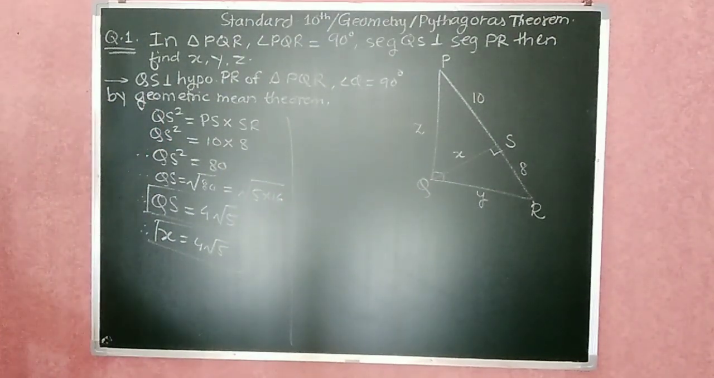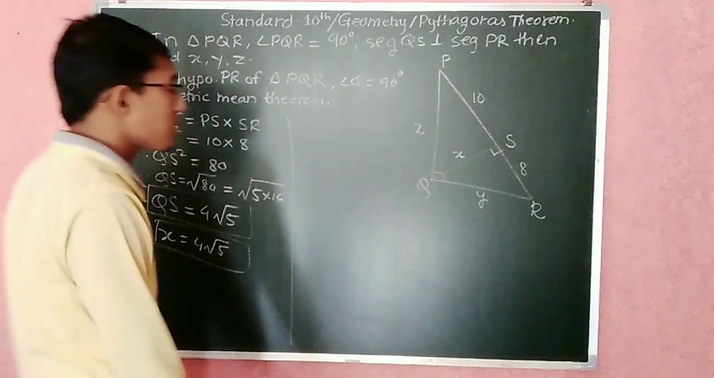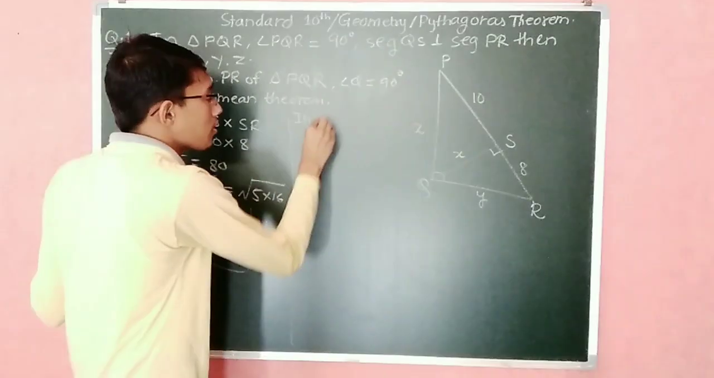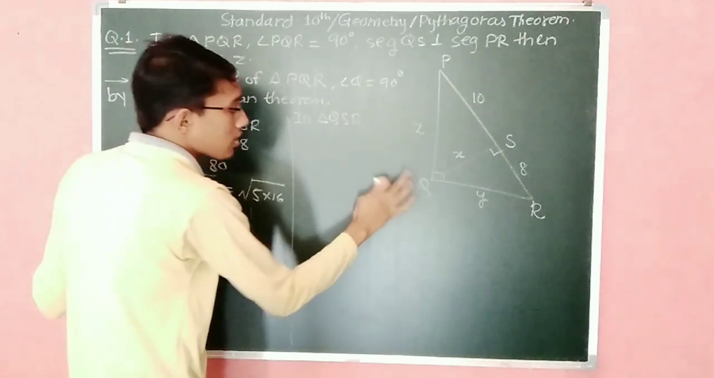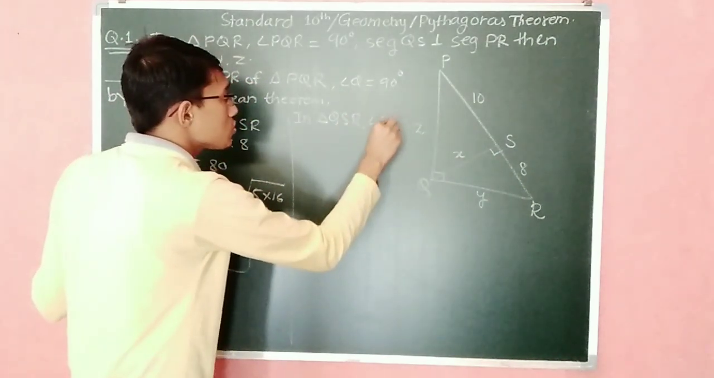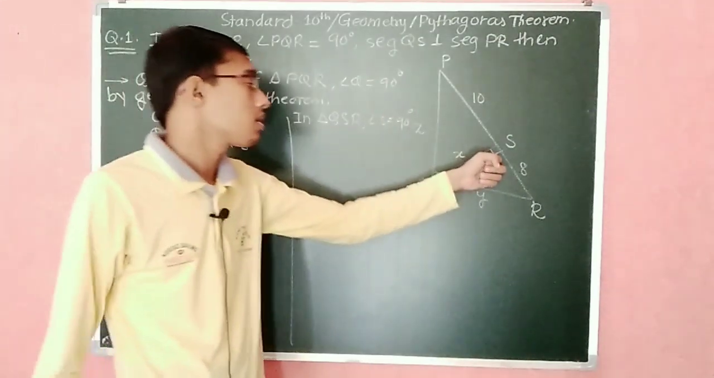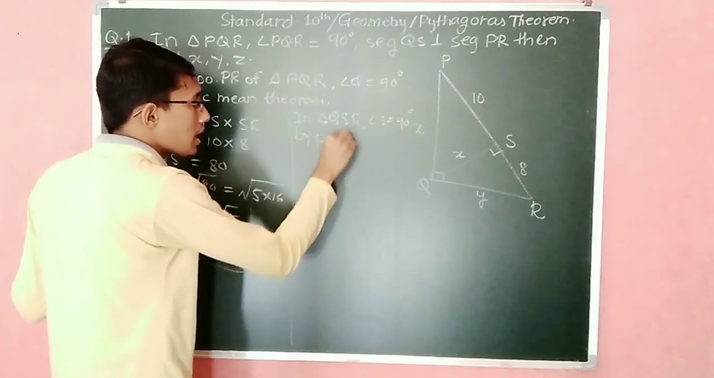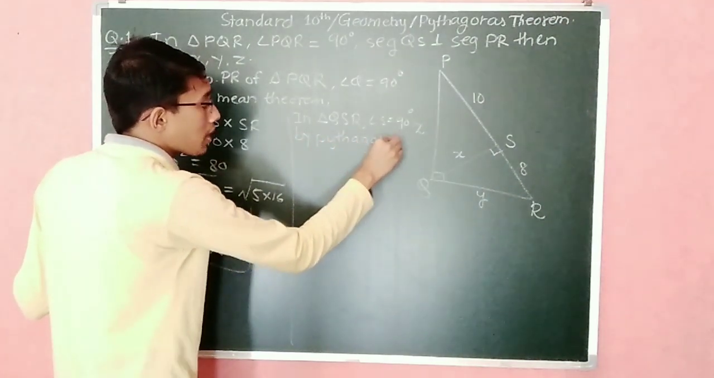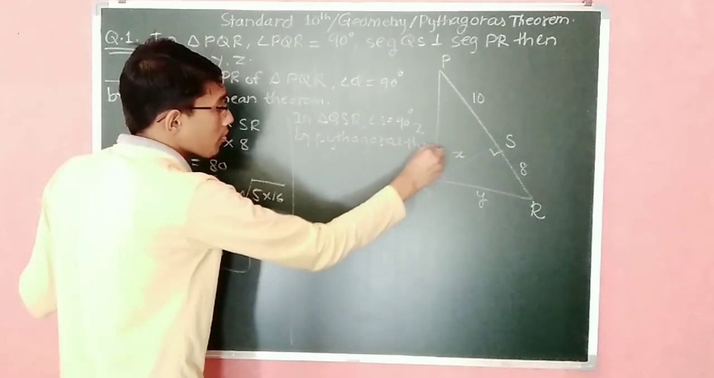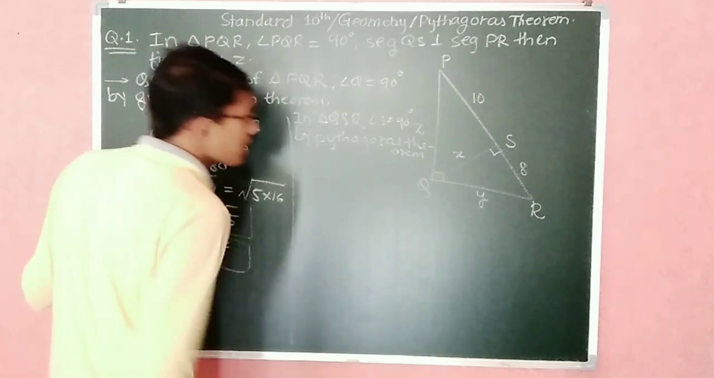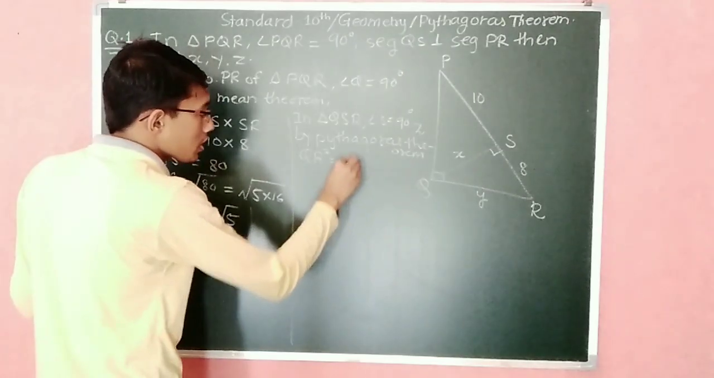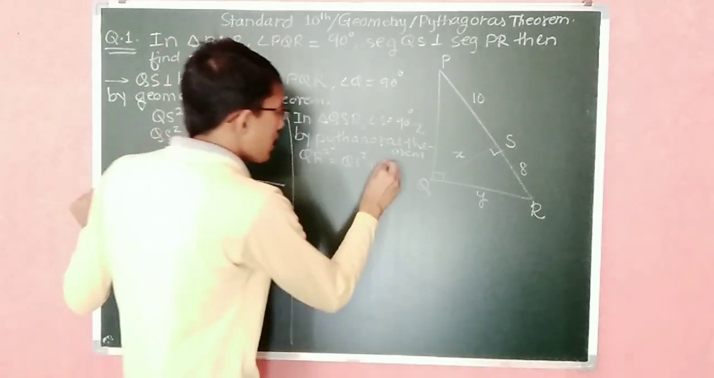Now as we have got the value of X, we can find the value of Y by using a simple theorem. In triangle QSR, angle S is equal to 90 degrees. So by using Pythagoras theorem, what I can write is that QR square is equal to QS square plus SR square.